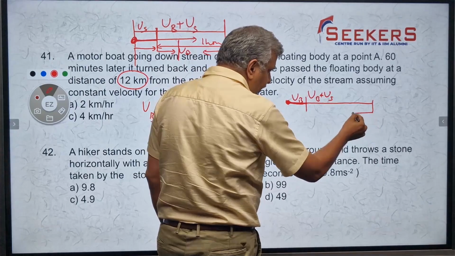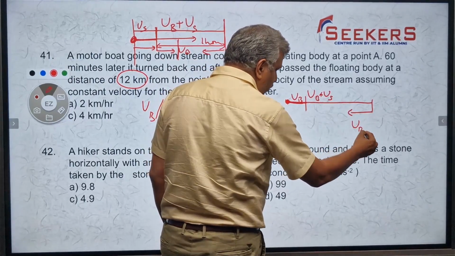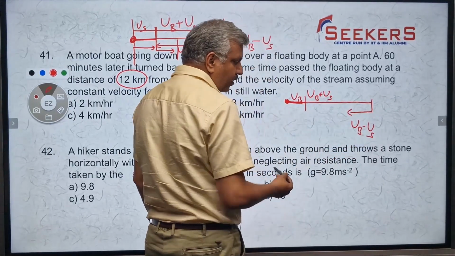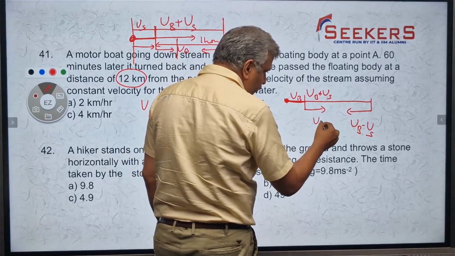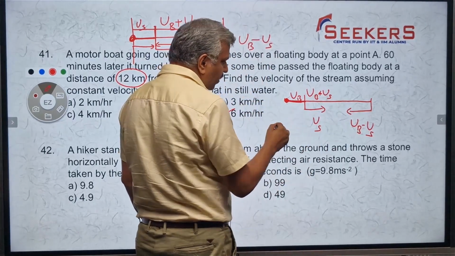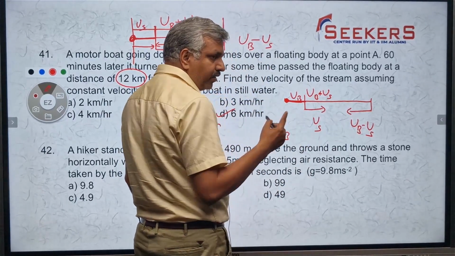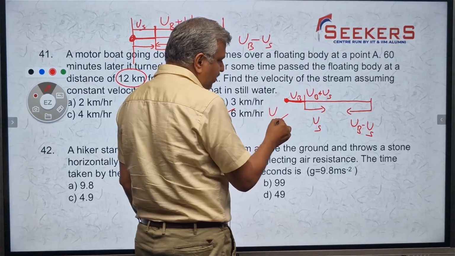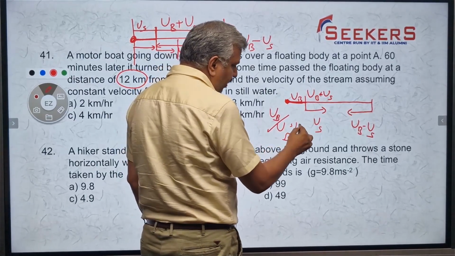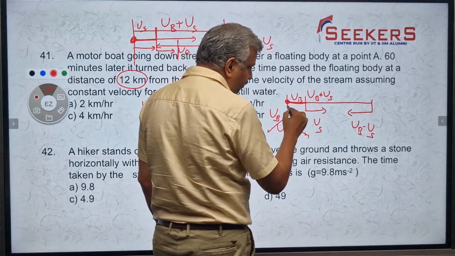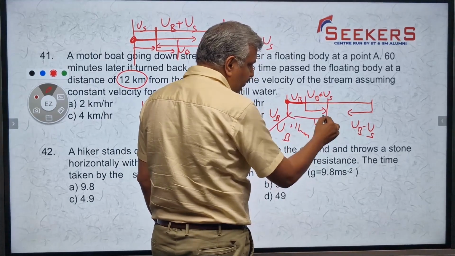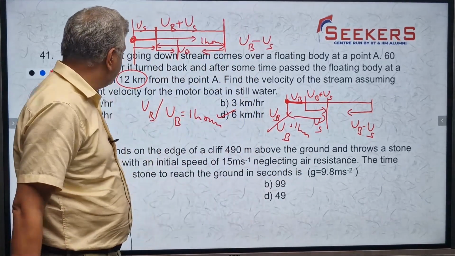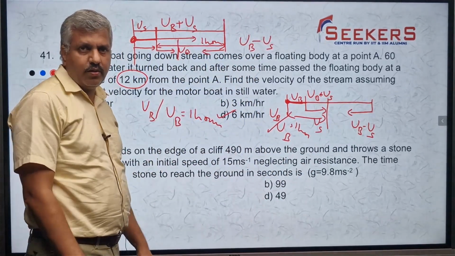Now when he is returning, his velocity is u-boat minus u-stream. Now the plank is travelling at u-stream. So the relative velocity is again u-boat. They both will meet if the total distance travelled is u-boat. So that is 1 hour. That means the plank from the starting has been moving for 2 hours. So in 2 hours it has moved a distance of 12 kilometers, so it is 6 kilometers per hour.